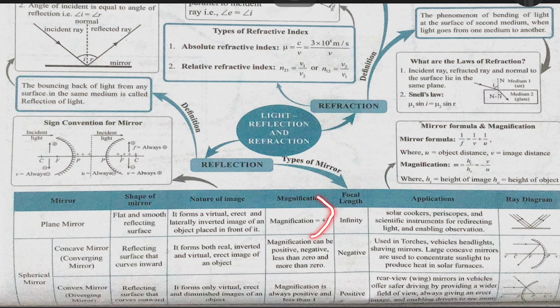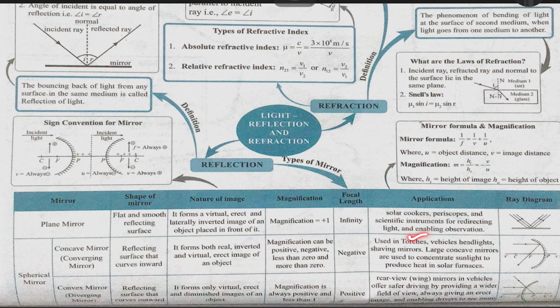images of the object. Magnification: magnification can be positive, negative, or it can be less than or more than 0 also. Focal length is negative. The focal length of a concave mirror is negative.